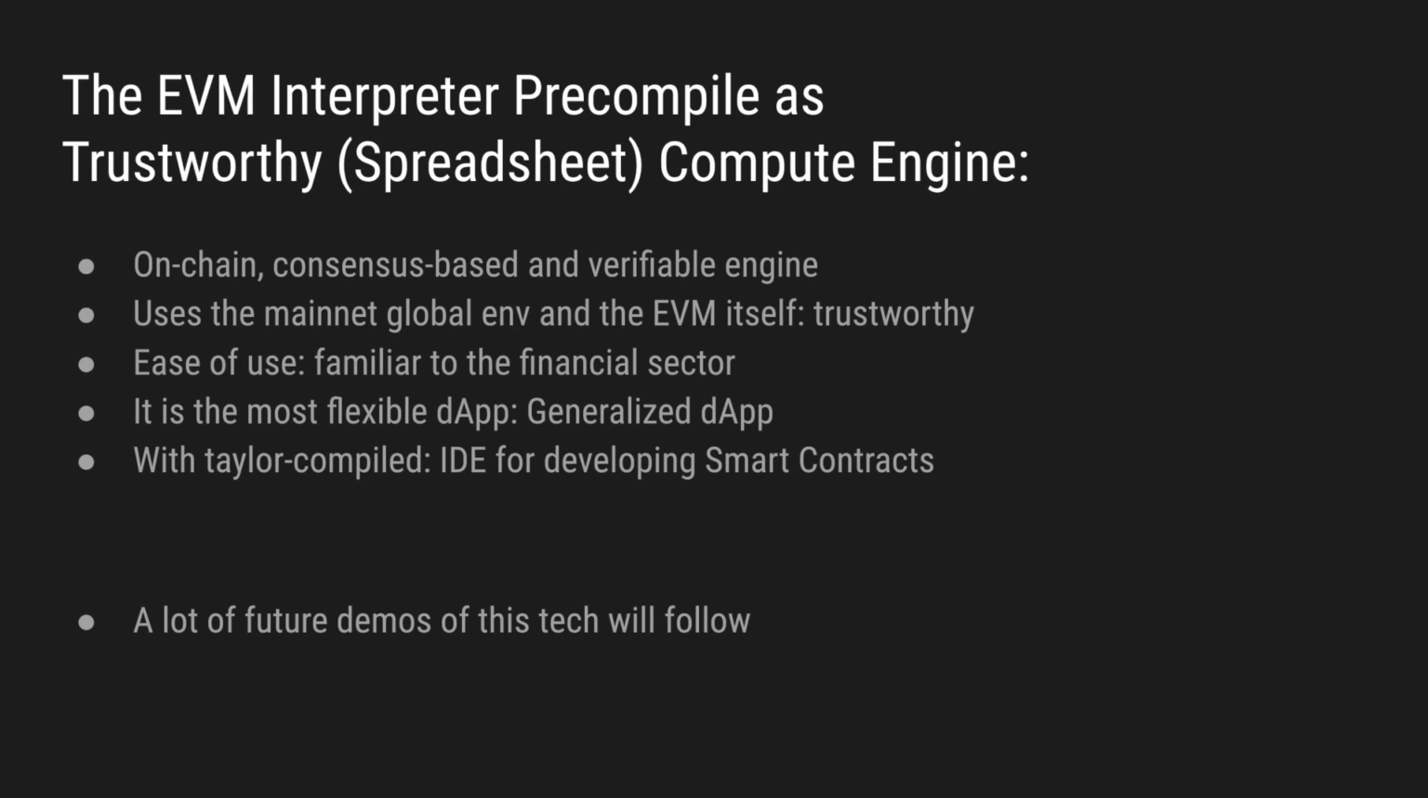Ease of use, because spreadsheets are familiar to the financial sector. And this is the most flexible dApp, a generalized dApp where an entire application can be replaced with a macro or a plugin. It has support for Taylor compiled. So this is also an IDE for developing smart contracts. In future videos, we will talk more about how this tool fits into our vision of true decentralization.